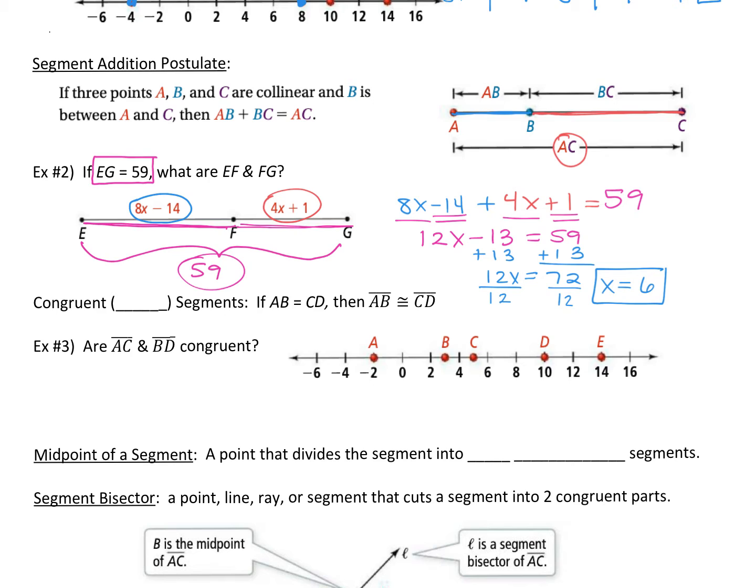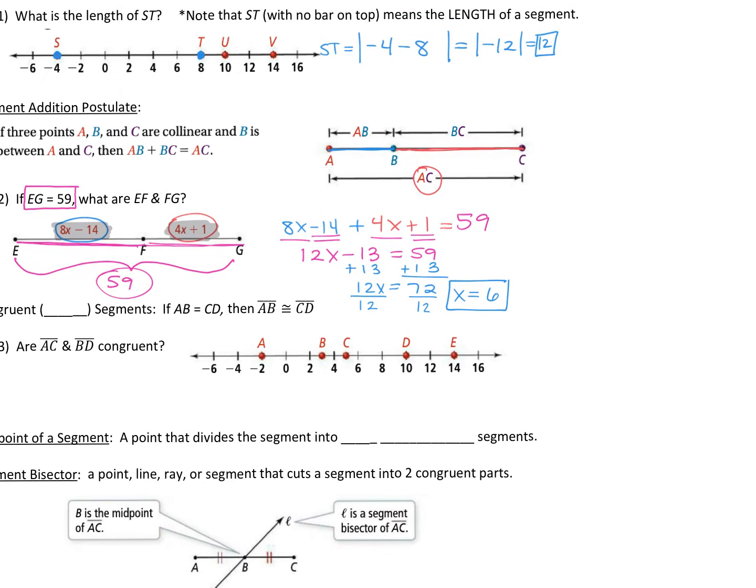Okay. But now here's the thing. Is that what they asked us for? I wrote too big on this. Sorry. They asked what are EF and FG, right? So what you're going to do now is you're going to plug those in for EF and FG, right? You're going to plug that 6 in. So it's going to be EF is 8 times 6, my x value, minus 14. What do you get?